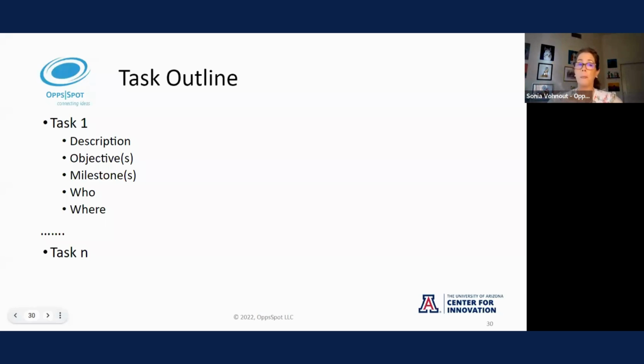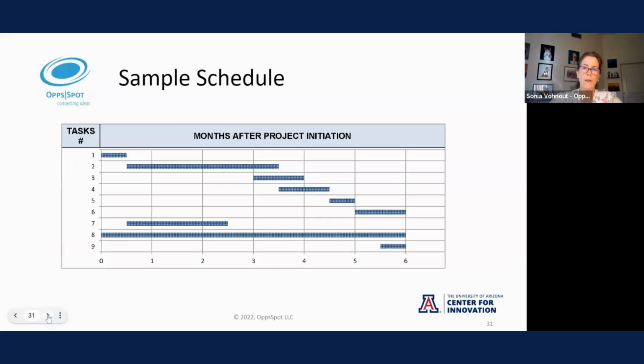So don't think that this is the only way to write it. This is just how I recommend it. Excuse me. Next slide. Here's a sample schedule. This one here is 6 months, for example, and 9 tasks. But you will have it specific to your project. Next slide.